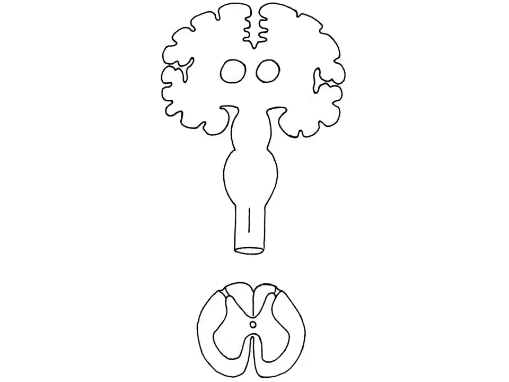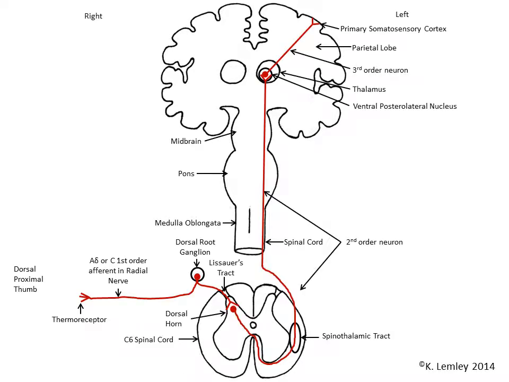So here's our drawing again, our elephant drawing. Now let's go ahead and add in the picture. As I mentioned, it should look just like your pain picture, except we now have a different type of receptor. So again, I'm in the skin of the dorsal proximal thumb. So my receptor is now a thermoreceptor. The action potential is traveling on an A delta or C first order afferent in the radial nerve. Its cell body is in the dorsal root ganglion.